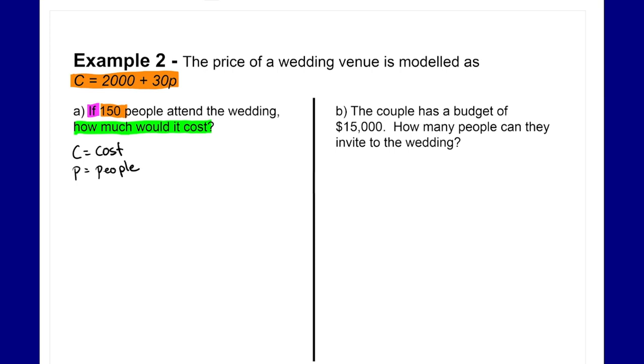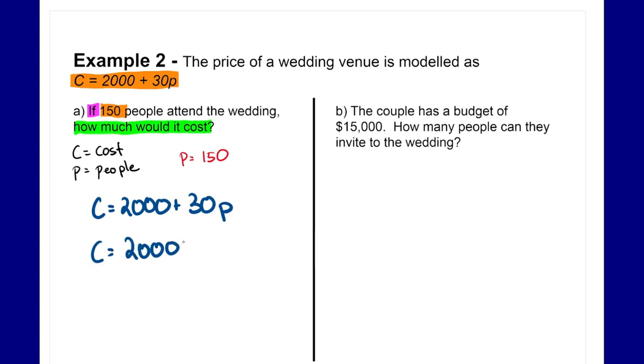So I'm going to write out my equation. C equals 2000 plus 30p. If I want to do anything with this equation, I need to replace one of those variables. I need to either plug something in for cost or for number of people. Well, the question does give me a number, 150, and that represents people. So that means P equals 150. Because I know that that variable equals 150 for this scenario, let's plug it in.